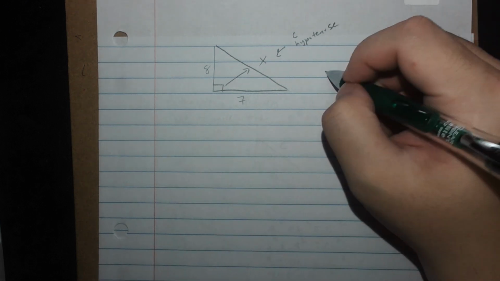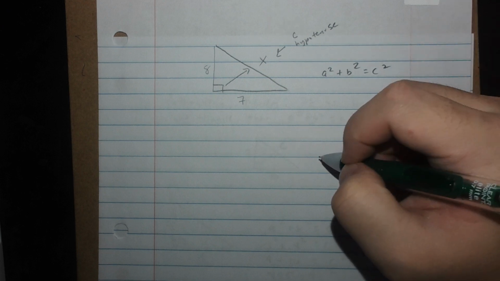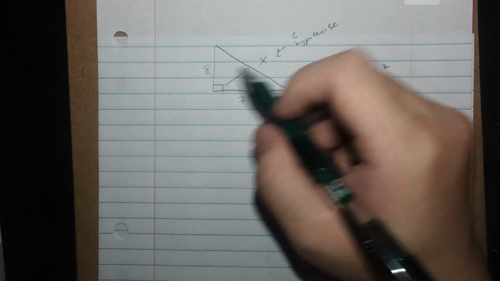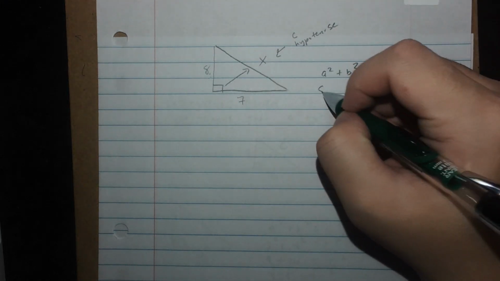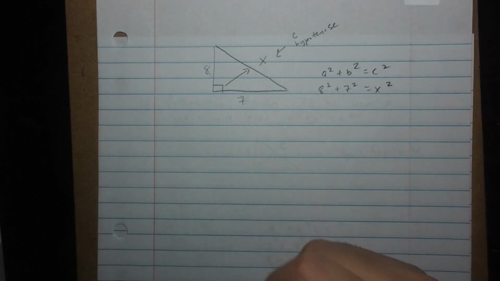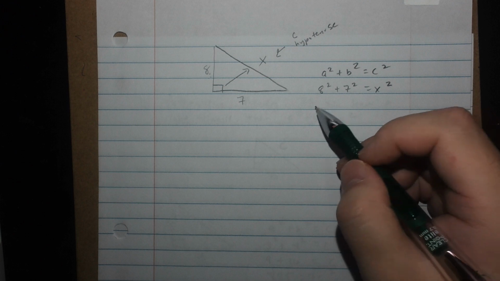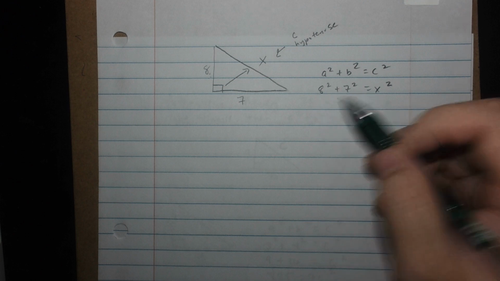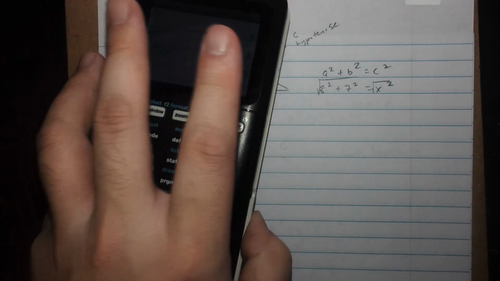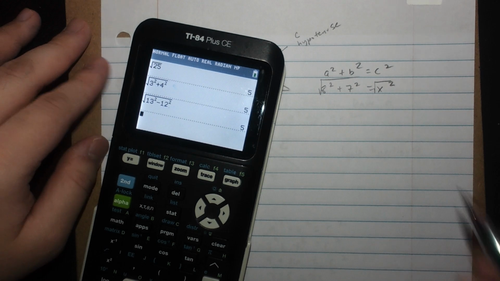So then let's apply the Pythagorean theorem. A squared plus b squared equals c squared. Let's call this 8 a. So a is going to be 8, or 8 is going to be a. So 8 squared plus 7 squared equals x squared. Okay, I can figure out what 8 squared is and 7 squared, or I can just take the square root on both sides. So then, make sure you use your calculator for this, okay?